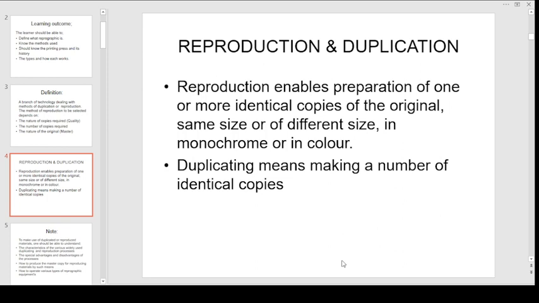What is reproduction and duplication? Reproduction enables preparation of one or more identical copies of the original, same size or of different size, in monochrome or in color. While duplicating means making a number of identical copies.